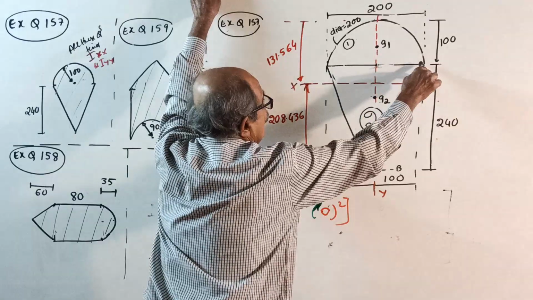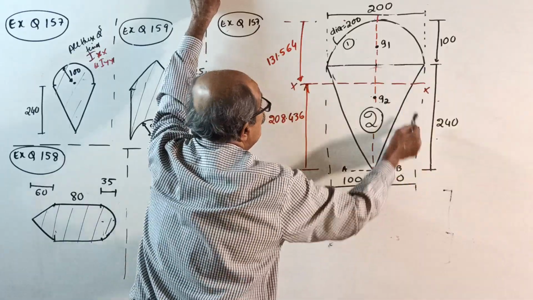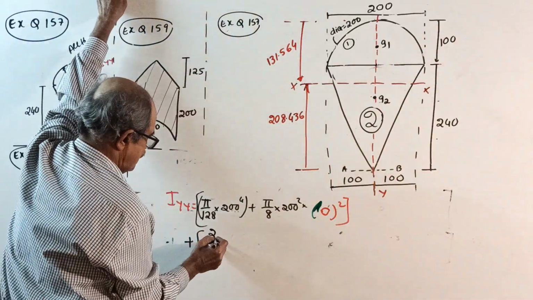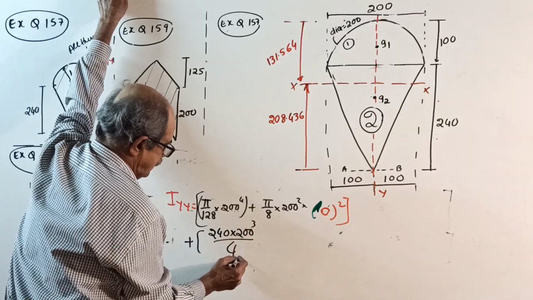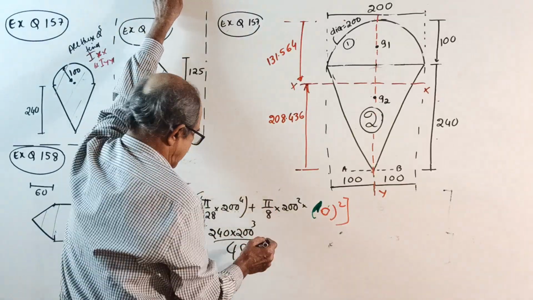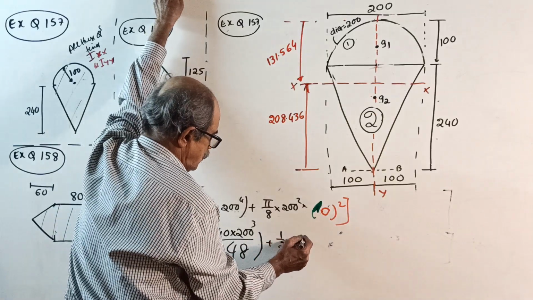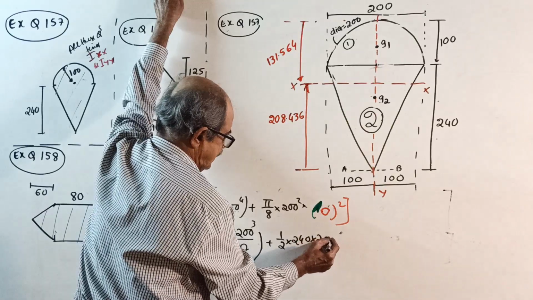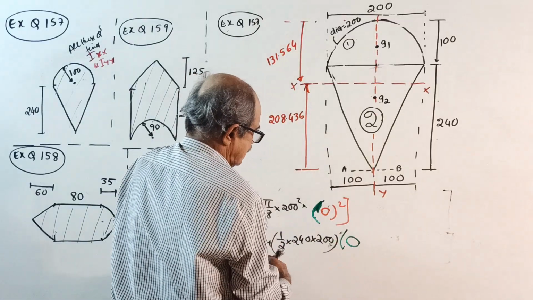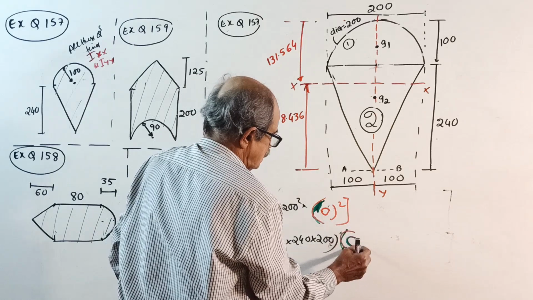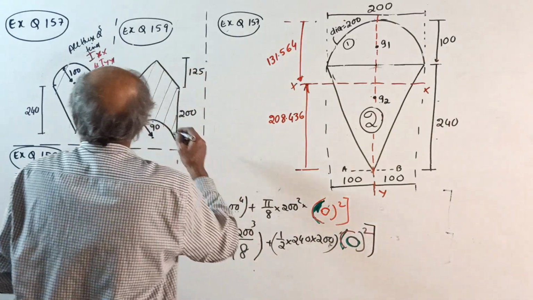Plus I about YY for this isosceles triangle. First its own axis, 240 into 200 cube divided by 48. Why 48? I am not explaining now. Too late. Plus half into 240 into 200 is the area. This also into, red color, this also into 0 square. Yes, you get IYY. Question number 157 over.